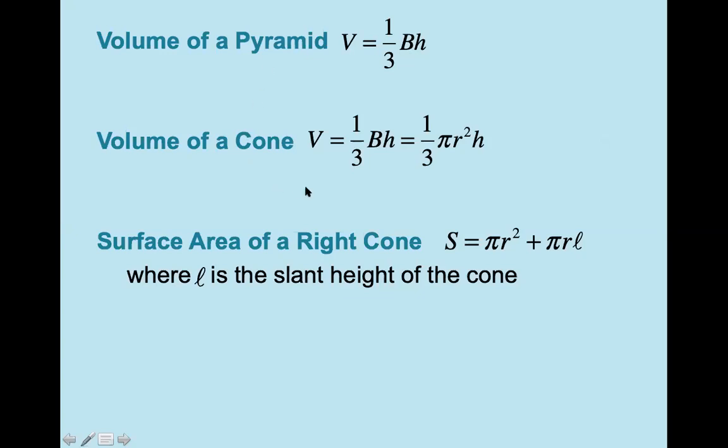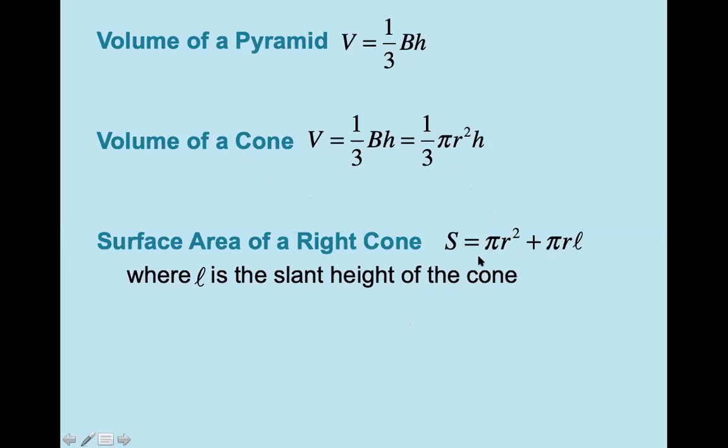The volume of a cone, similar idea. A cone is 1/3 the volume of a corresponding cylinder that has the same base area and same height. So its volume is 1/3 BH again, or since we know we're dealing with a circular base, we can think of the volume of the cone as 1/3 pi r squared h. Okay, surface area of a right cone. The surface area is equal to pi r squared plus pi r L.